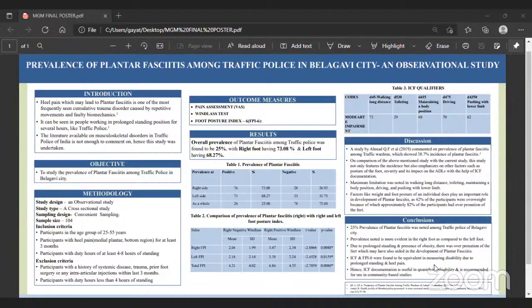It is, as a whole, 25%. In the next table, comparison of plantar fasciitis of the right side of the right foot with right and left foot posture index is seen. It is significant, as we can see the p value is less than 0.05.